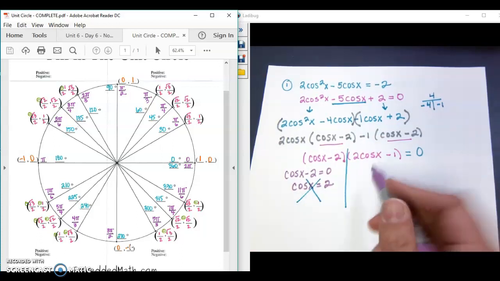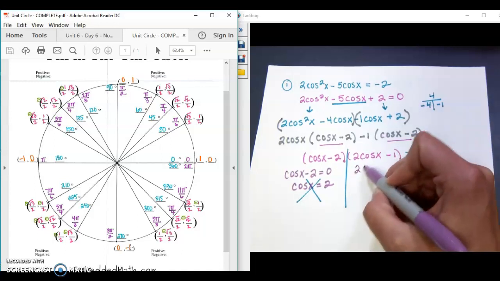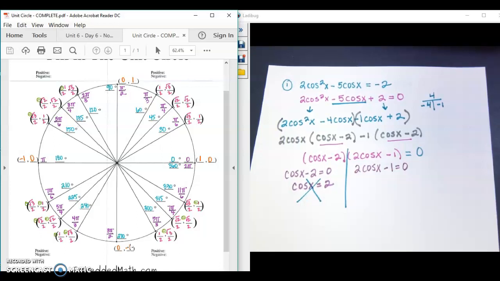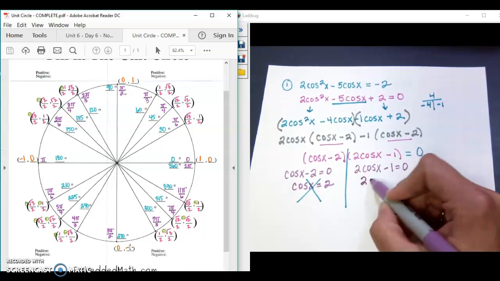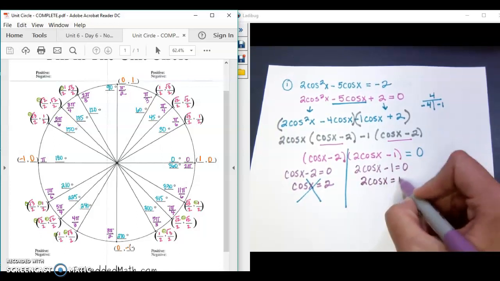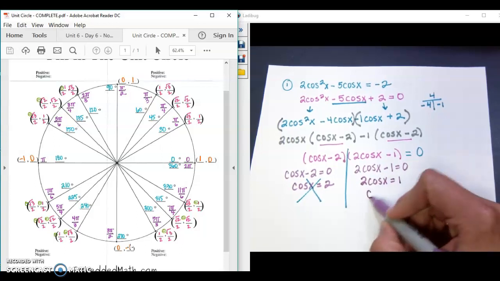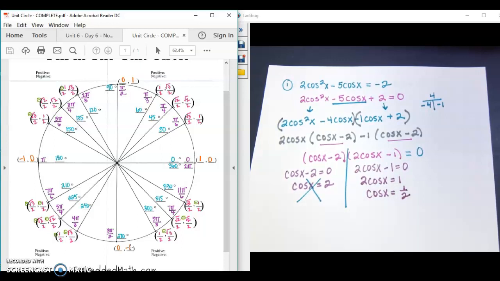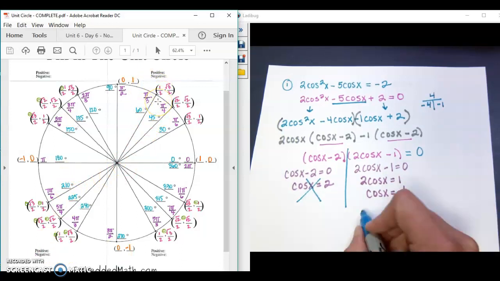Okay, that doesn't mean we're finished, so we're going to look at the right side. This will be 2 cosine x minus 1 equals 0. So we're going to have 2 cosine x equals 1, so cosine x equals 1/2. We're looking for anywhere on the unit circle where our cosine or x value is positive 1/2. One place is at pi over 3.